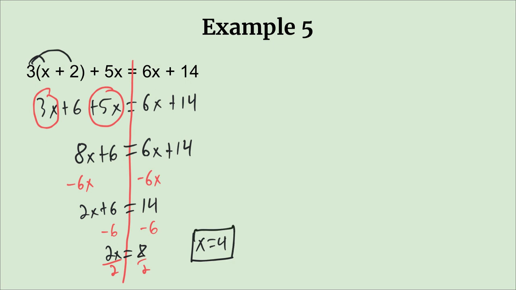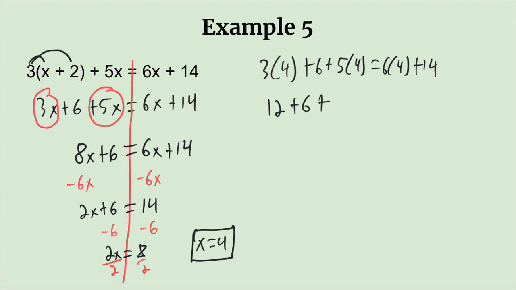If we were to check that, you would plug 4 in wherever you see an x. So 3 times 4 plus 6 plus 5 times 4 equals 6 times 4 plus 14. 3 times 4 is 12 plus 6. 5 times 4 is 20 equals 24 plus 14. On the left side, we get 20 plus 12 is 32 plus 6 is 38. On the right side, we also get 38, so that checks.